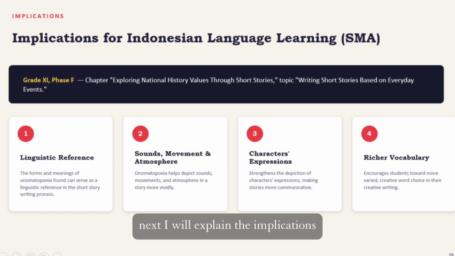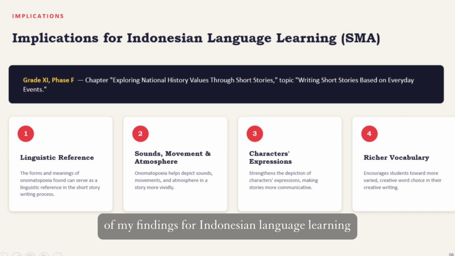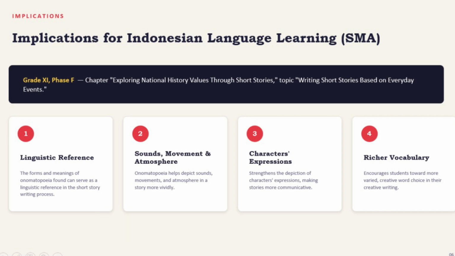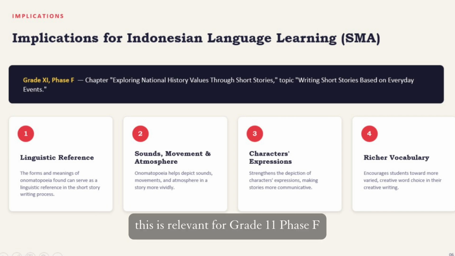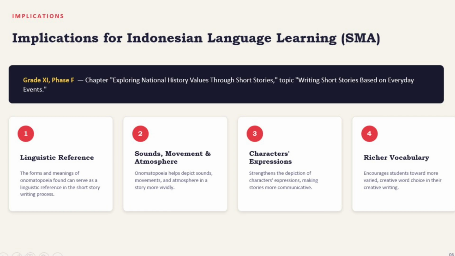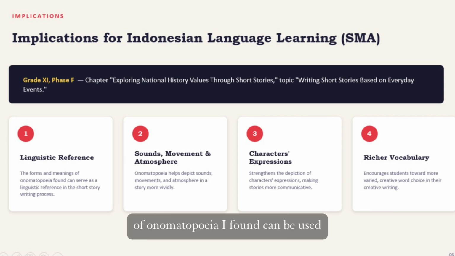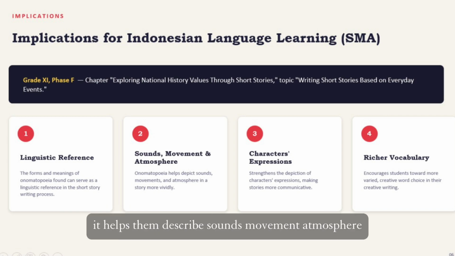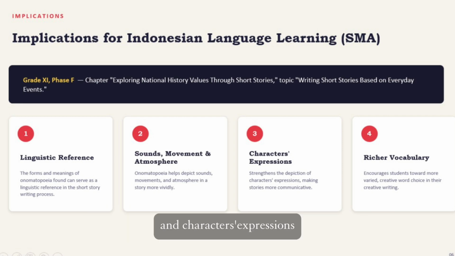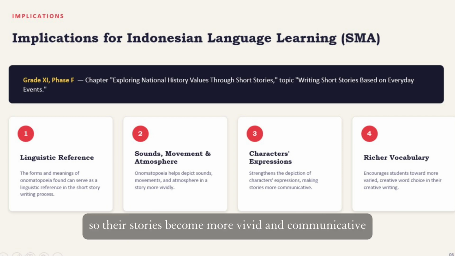Next, I will explain the implications of my findings for Indonesian language learning. This is relevant for grade 11, phase F, in the chapter about writing short stories based on everyday events. The form and meanings of onomatopoeia I found can be used as a linguistic reference for students. It helps them describe sounds, movement, atmosphere, and characters' expressions, so their stories become more vivid and communicative.